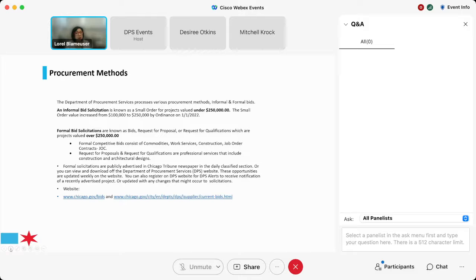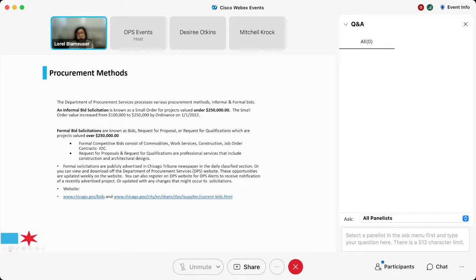So you'll find, for example, janitorial supplies, toilet paper, turkey bologna, fire hydrant covers, and all the likes of those types of items are known as formal commodities and work services. Also within the formal is the professional services, which is request for proposal and request for qualifications. These are professional services that include construction and design and other consultant services.